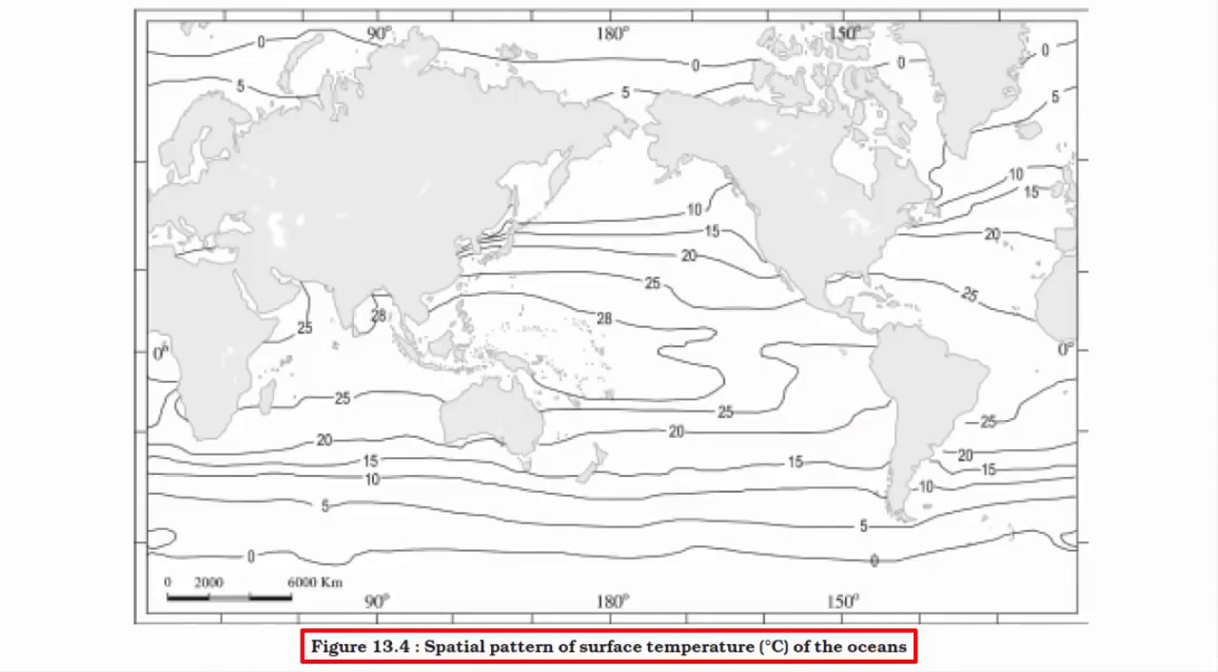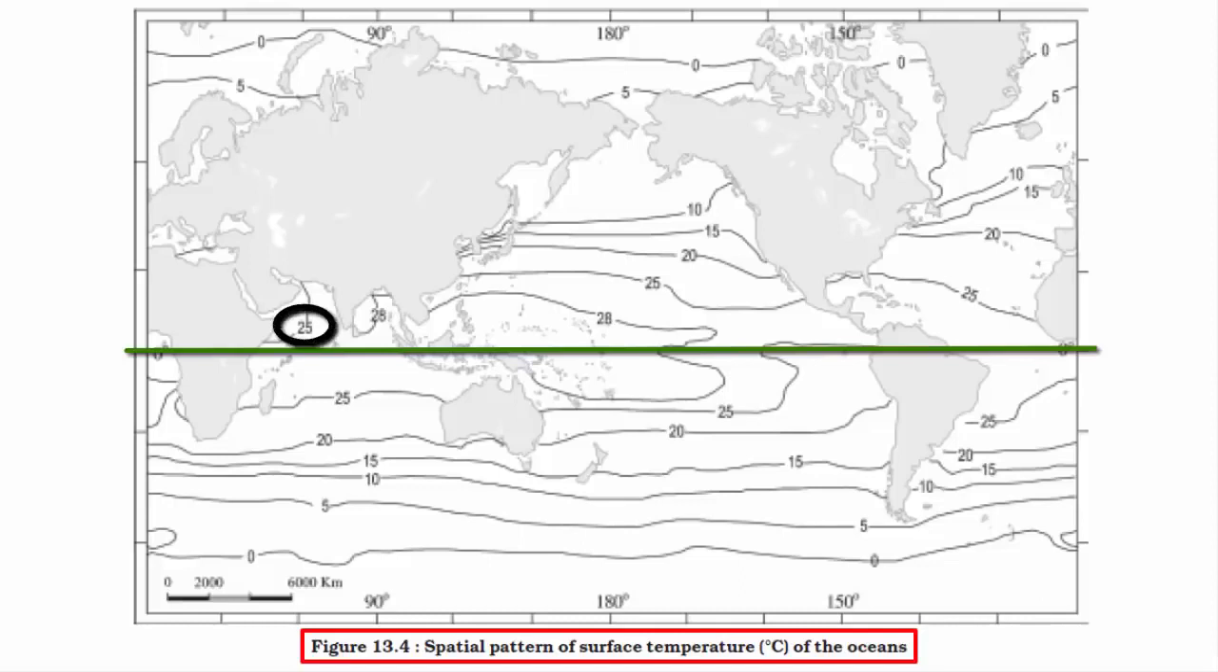Even if you look at this figure 13.4, in this picture we can see the spatial pattern of surface temperature of the ocean. Let me quickly draw the equator line. You see, at equator, the temperature of the ocean water is pretty warm. But then as we move away from the equator, the temperature drops. But you see these regions where it shows 25 degrees and 28 degrees Celsius. So here the temperature is a little high because of the existence of nearby landmass.